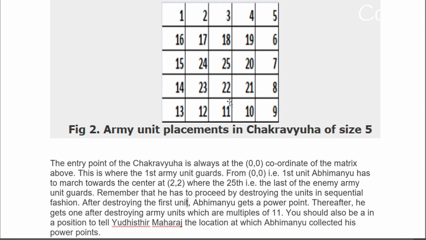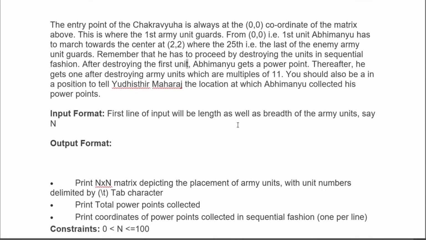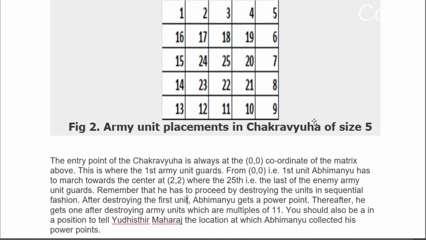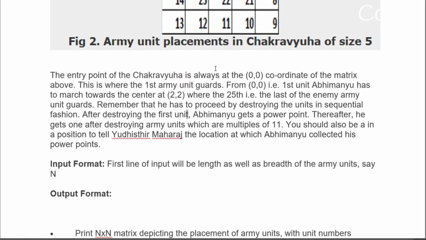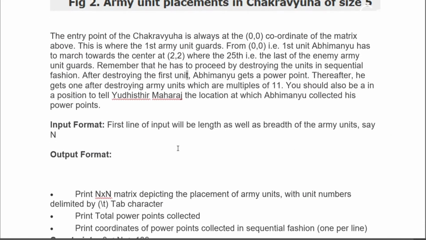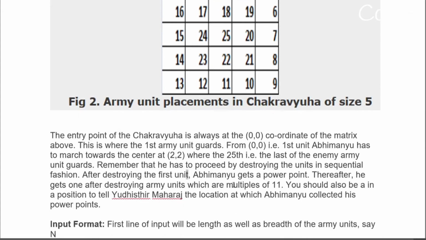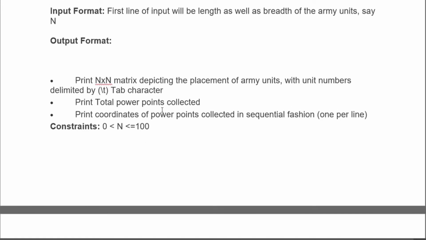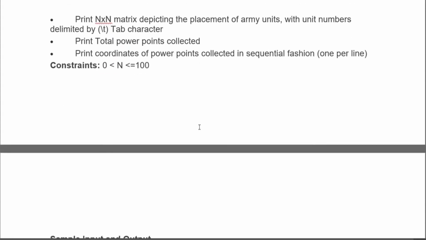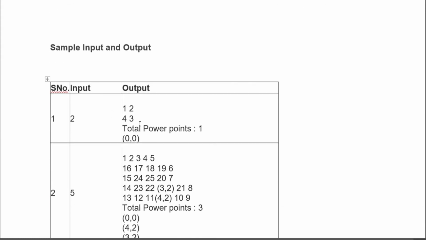Because their indexing starts from 0, and we should be glad their indexing starts from 0, because ours is also by default. So that's great. Now the input format: the first line of input will be the length as well as breadth of the army units. They'll just give you the side, and you have to create the square on your own. Output format: print this n comma n matrix. You have to print this complete thing in this exact same pattern. After that you have to print the total power points collected, which we can do easily. Then print the coordinates of the power points collected in sequential fashion. And so this is our sample input and output.